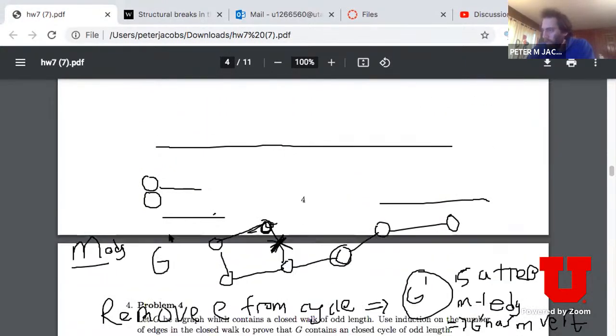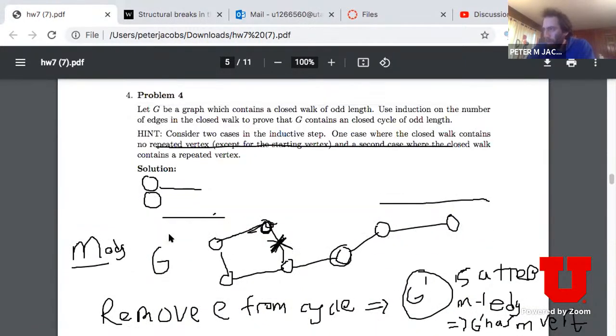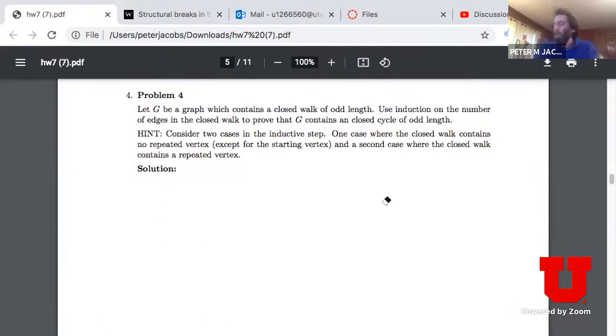This one, we'll just do number 4. G is a graph which contains a closed walk of odd length. Use induction on the number of edges in the closed walk to prove that G contains a closed cycle of odd length. And then it gives a hint, which we'll use. So go ahead and think about this one a little bit.